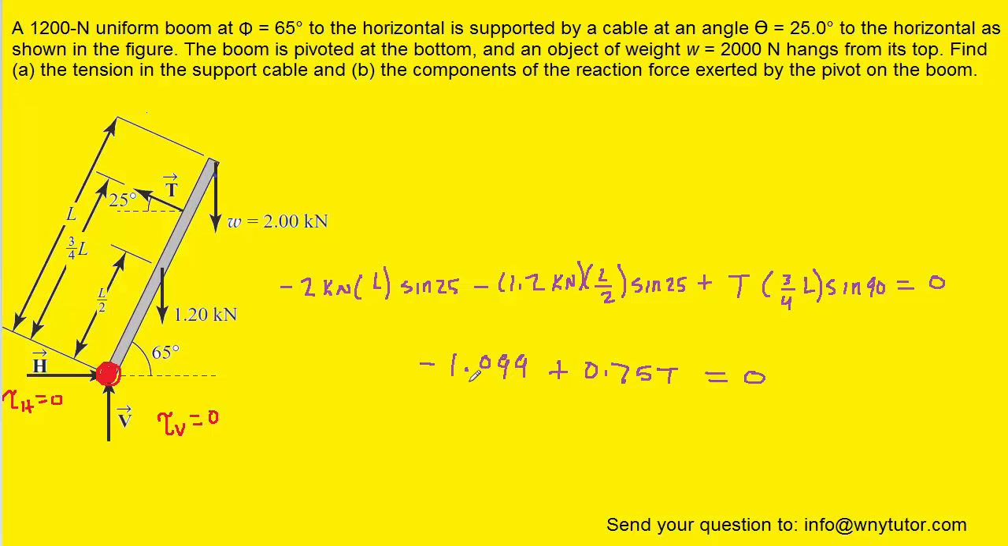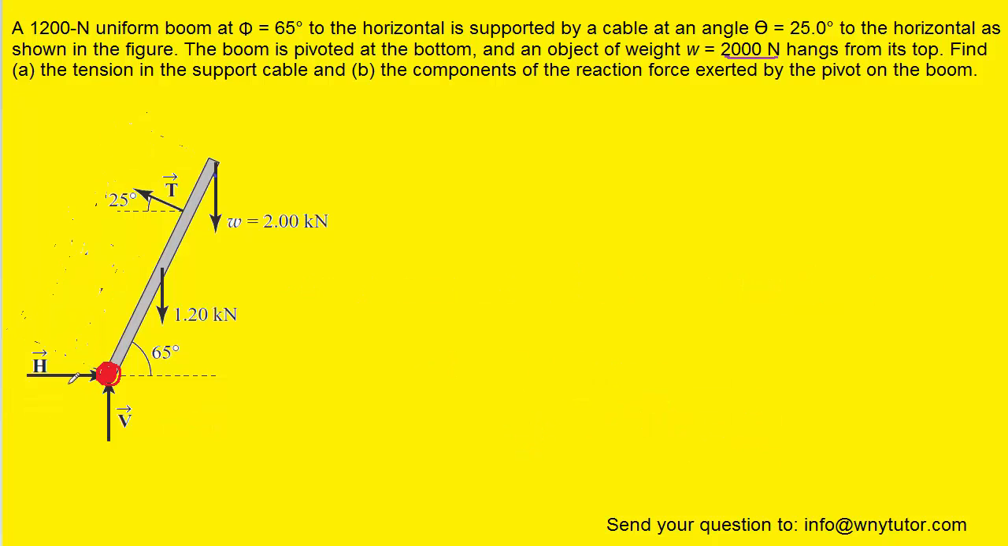So then we could add the 1.099 over to the right side and then divide by 0.75, and that's going to allow us to solve for the tension T, which turns out to be approximately 1.47. And notice that the unit will be in kilonewtons as opposed to newtons, because we had converted the forces from newtons into kilonewtons. So this would be the correct answer to part A of the question.